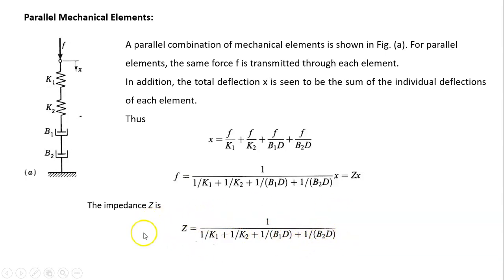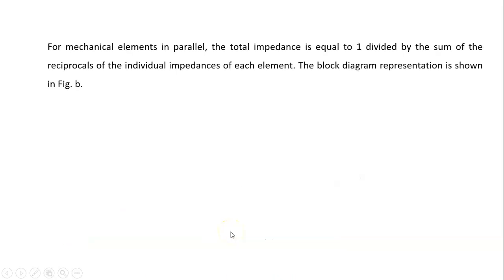Therefore, from this equation, what you have understood is that you can say that for mechanical elements in parallel, the total impedance is equal to 1 divided by the sum of the reciprocals of the individual impedances of each element. The block diagram representation is shown in the figure. Therefore, how to read this block diagram? F into 1 upon Z is equal to X.